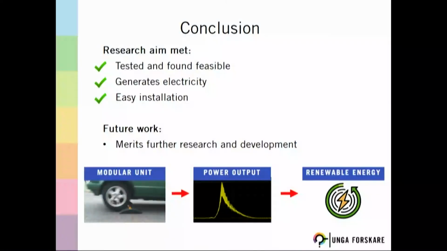In conclusion, the modular unit was tested and found to be a feasible way of reducing the energy inefficiency of the speed bump. I found that the modular unit was easy to install and it generated enough electricity for this research purpose. In my opinion, the modular unit merits further research and development to turn it into a commercially viable device. Thank you.